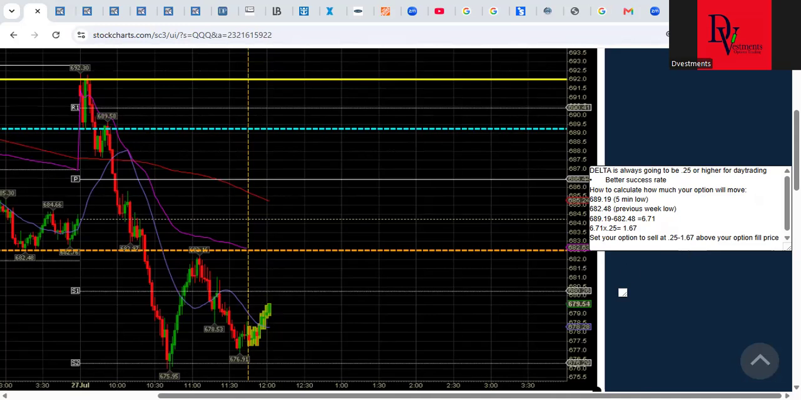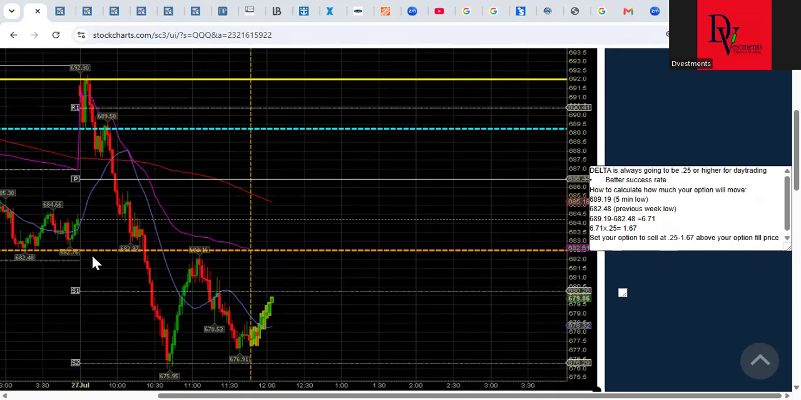Just for some reference today, I paid 69 cents for my put option this morning. And I saw my put option go as high as $3 and some change. So as you can see, it did get to that 1.67 above and beyond my buy-in of $0.69. It went all the way up to $3.